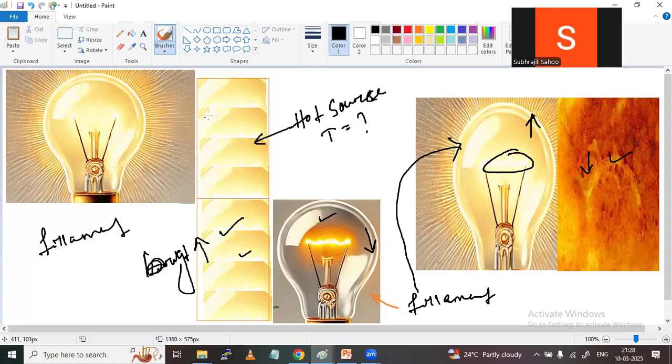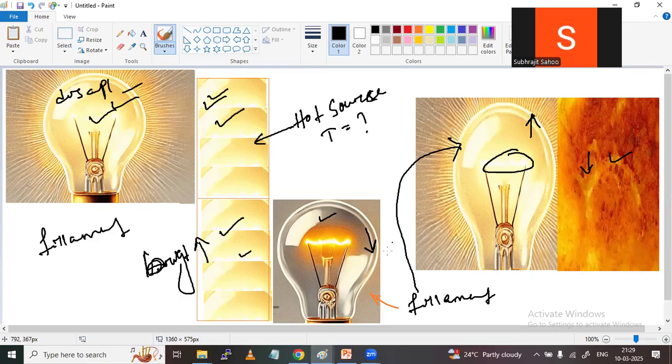And the third case is what? This is the hot source and this is the filament. Almost this brightness and this brightness are the same, and the filament disappears here. It is not visible. It looks like one light in this region, but actually there are two different lights. So these are the three types of comparisons we are going to do in our current measuring instrument.